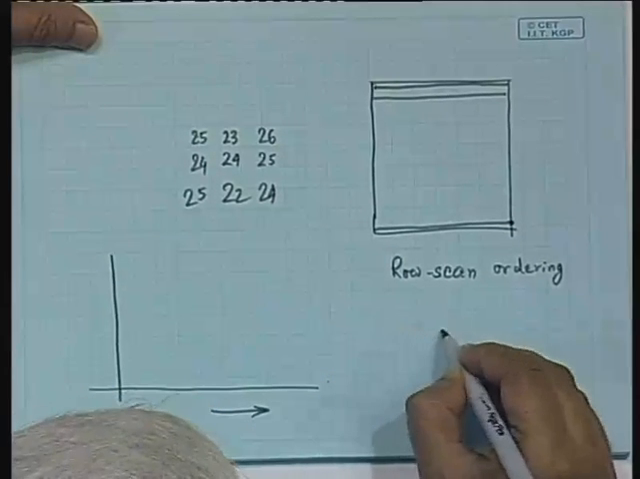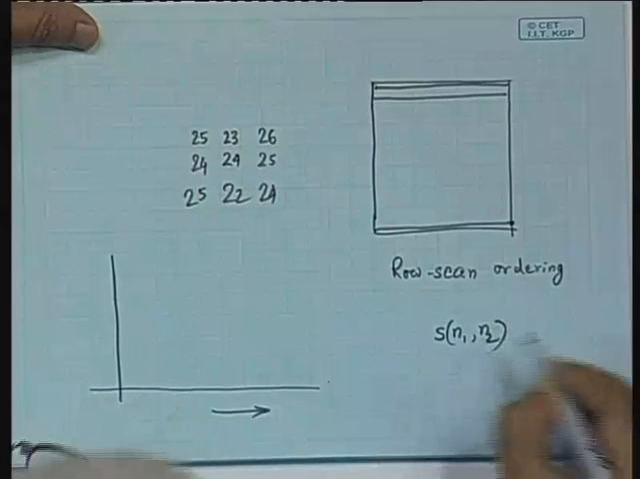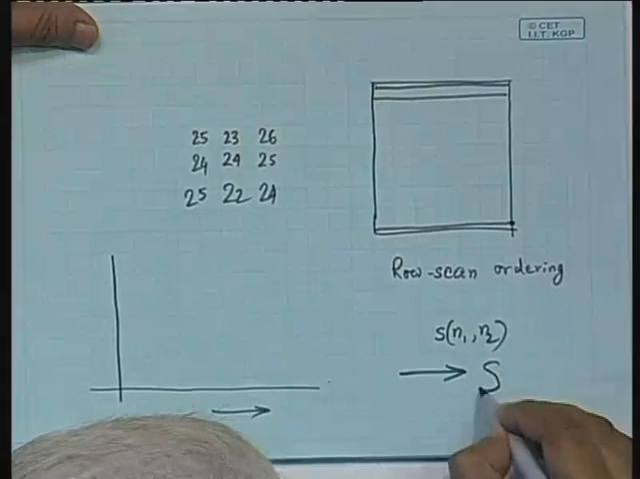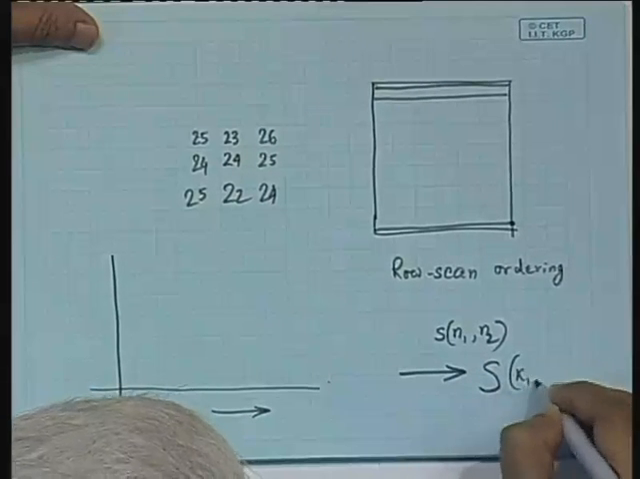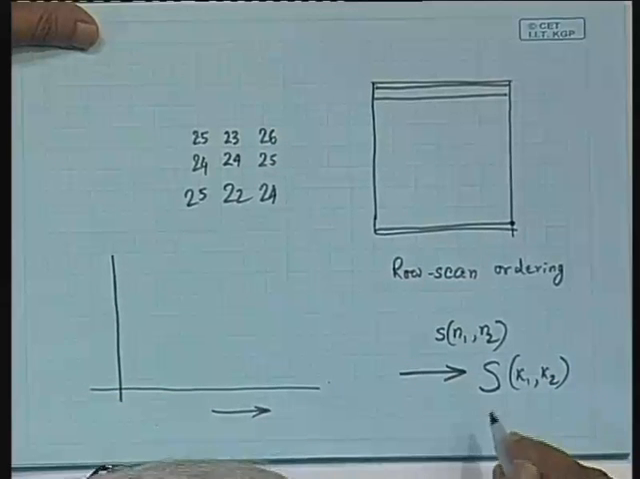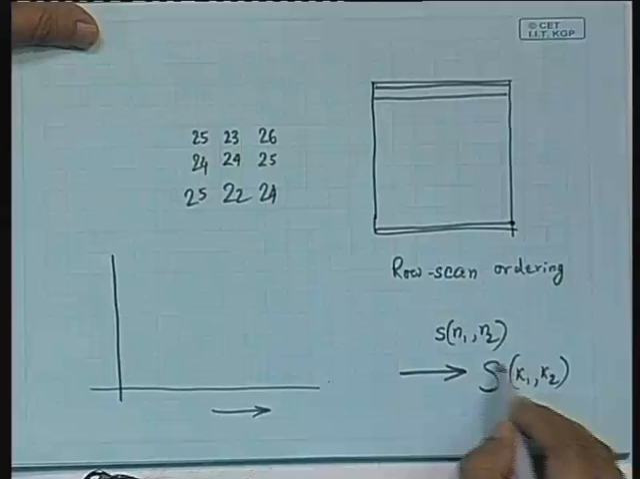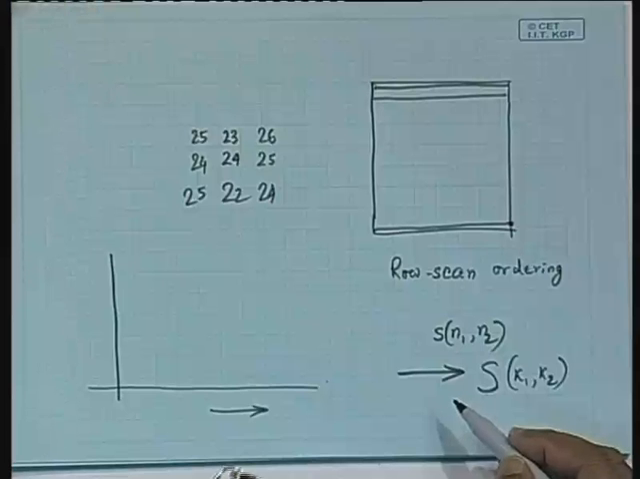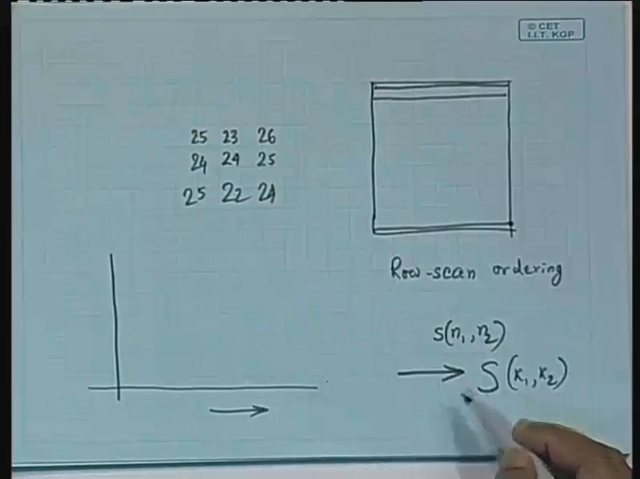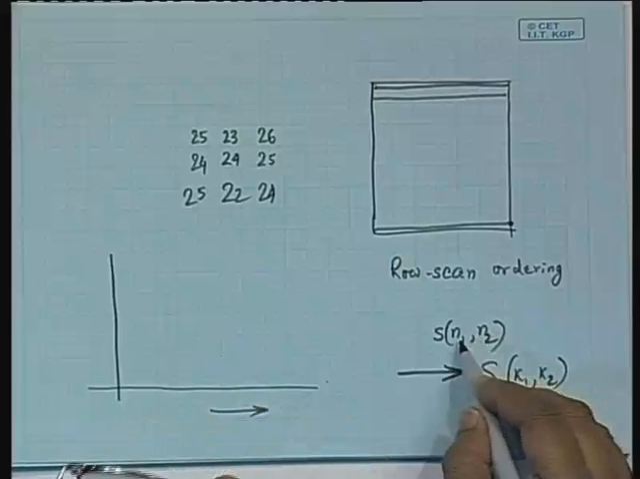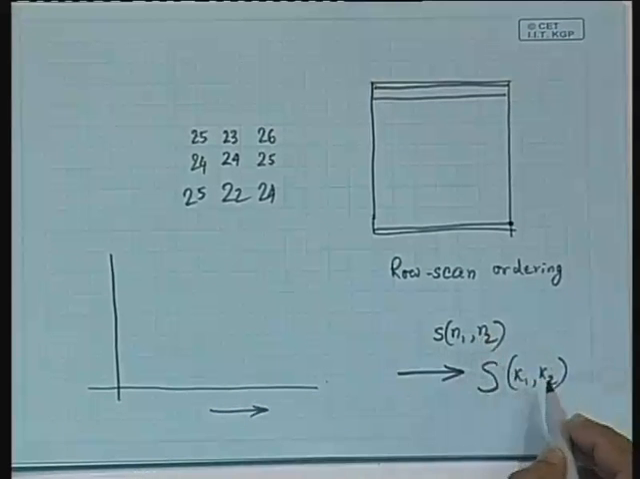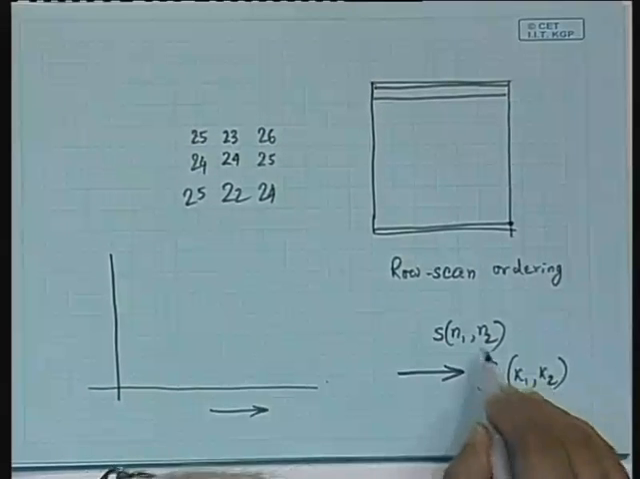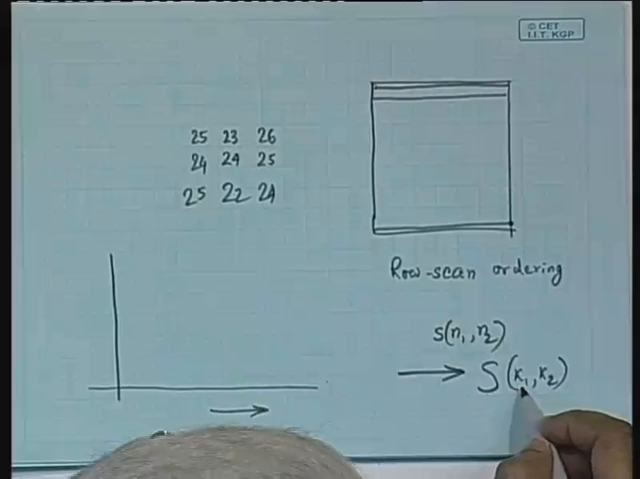So what we want to do is that from S n1 n2, that is to say the original image array, we must transform that into a transformed space which we indicate as S K1 K2. We use the capital letter S in place of small s to denote the transformed values, and instead of using the indices n1 and n2, in the transformed domain the corresponding indices will be represented as k1 and k2. So S n1 n2 is being transformed into S k1 k2.